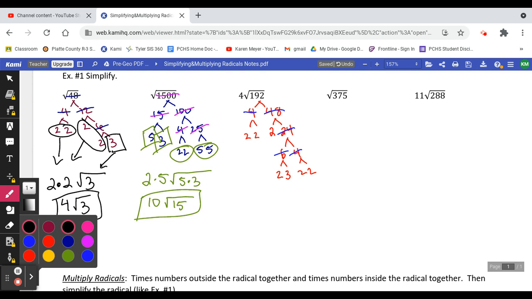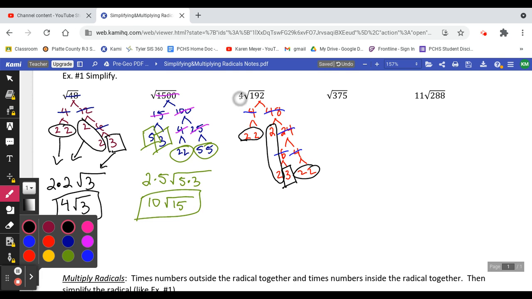All right. I have two 2s. Boom. Then I have two more 2s. Boom. And I have another two 2s. And then my leftover is 3.